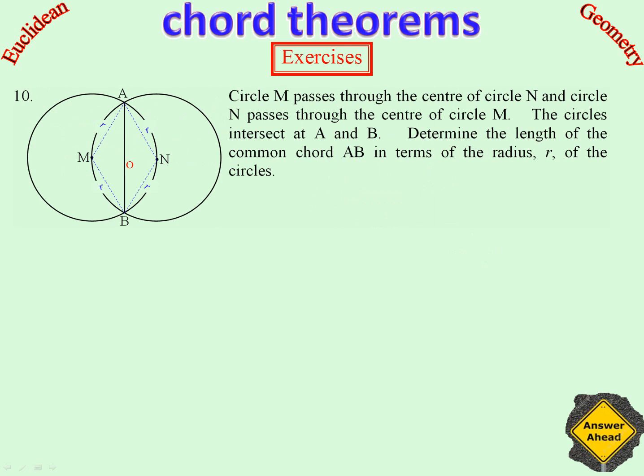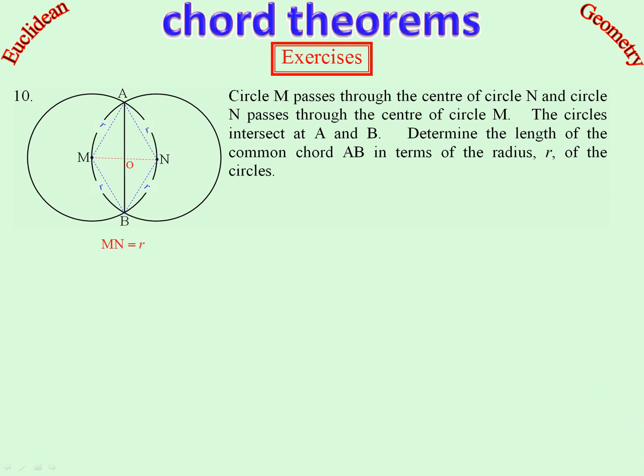Bit of a toughie to end. 2 circles pass through the center. This circle passing through that point, the other circle passes through that point, and those are the centers. It actually means the 2 circles have equal radii. They must do. Determine the length of the common chord there.